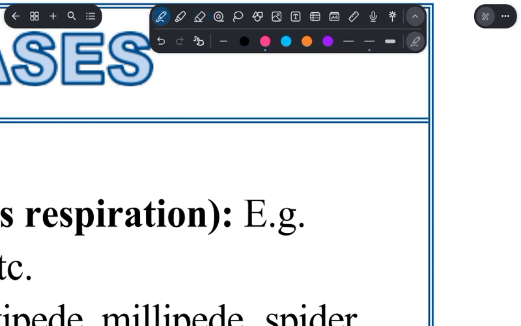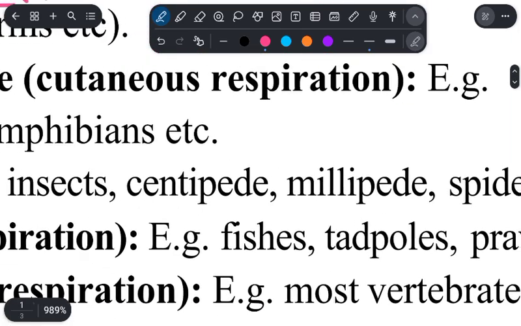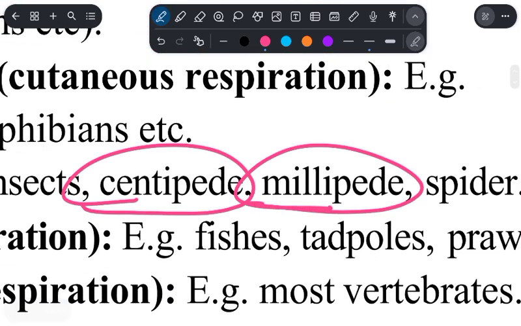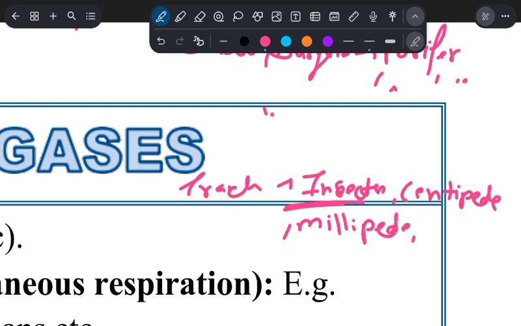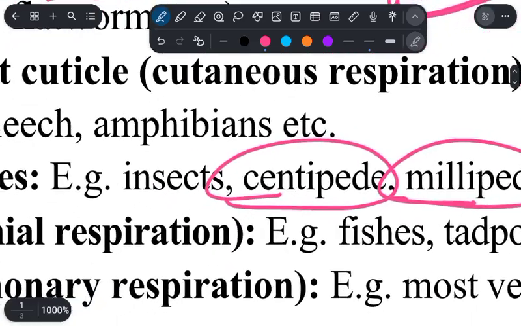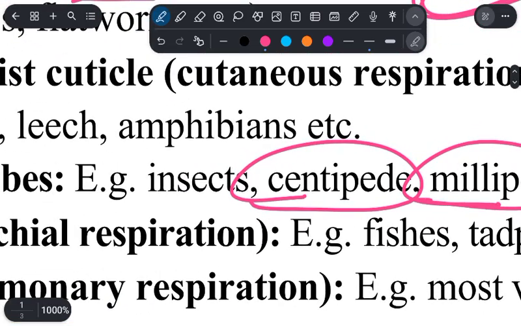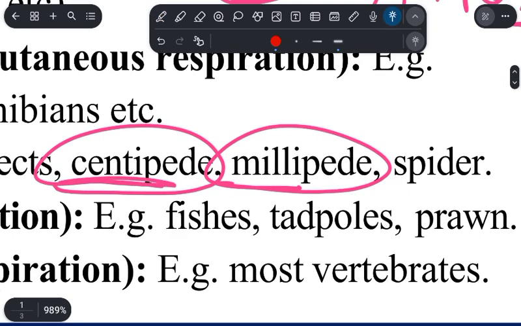Now, tracheal system. In the tracheal system, as we all know, insects, then centipede and millipede, and spider through the tracheal system. Centipede, millipede, and spider. That was all.